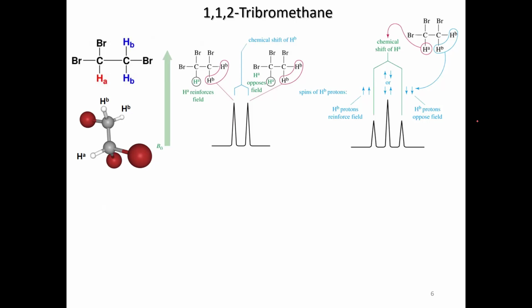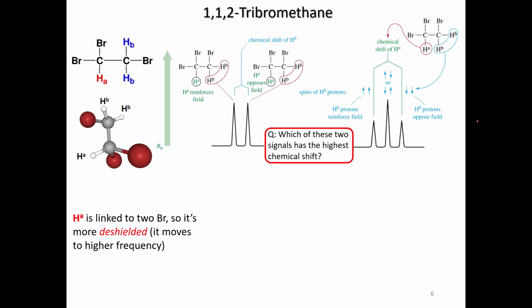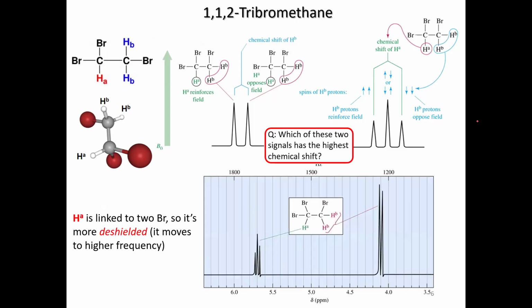But HA is two HBs, which are magnetically equivalent, and you see a triplet. The other one, you see just a doublet. HA, the triplet, is the one that we say is more deshielded. So if you have a spectrum, it should look something like that.